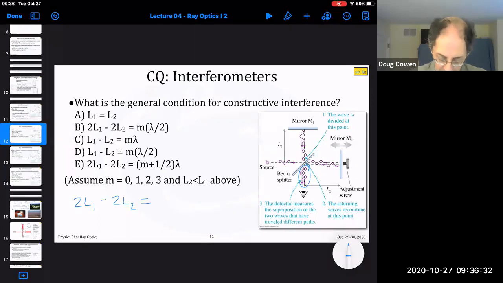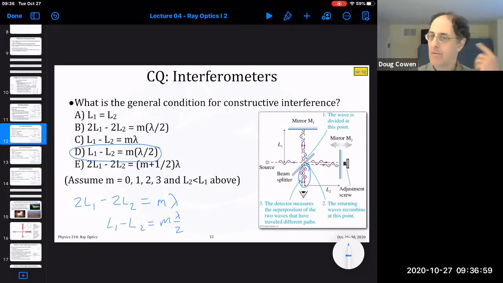So most people are saying m lambda, which is correct. And if you set it equal to m lambda, then your condition, the correct answer, will look like this, right? Basically dividing by 2 on both sides, I will have L1 minus L2 equals m lambda over 2. This looks like the wrong answer because you see a half integer wavelength sticking up there. And when you see a half integer wavelength, you think, destructive interference, so D can't be the right answer. But the reason it is the right answer in this case is because of the geometry.